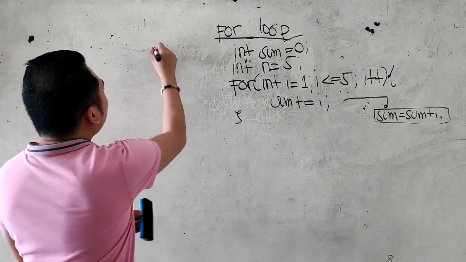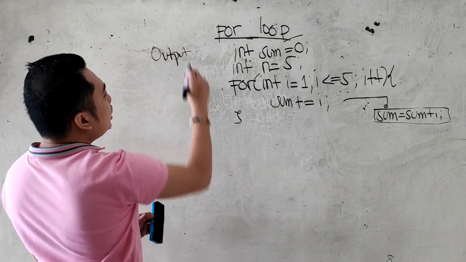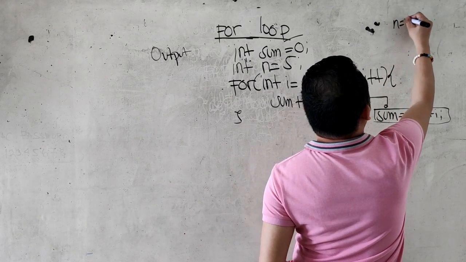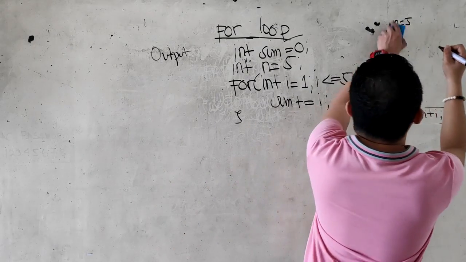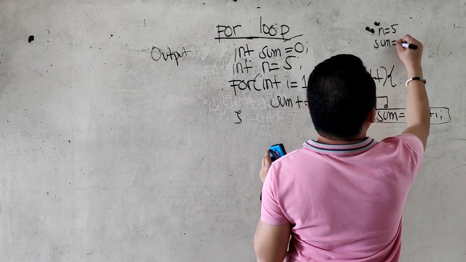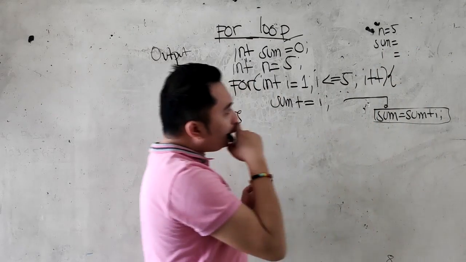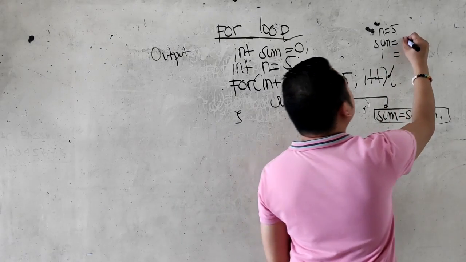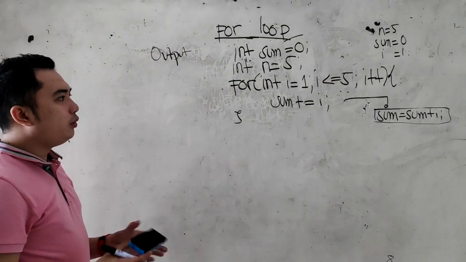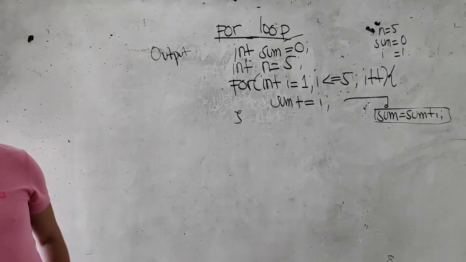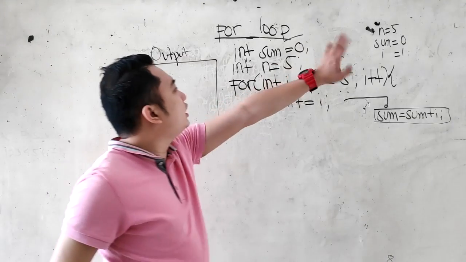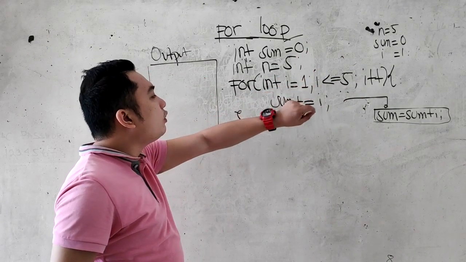Okay, so let's trace our code. We do have 3 variables here. We do have the n equals to 5, we do have the sum, and then we do have the I. Our sum starts with 0, and our I starts with 1. And then we'll be tracing the output. So let's start: sum is equals to 0, n equals to 5, and I equals to 1.